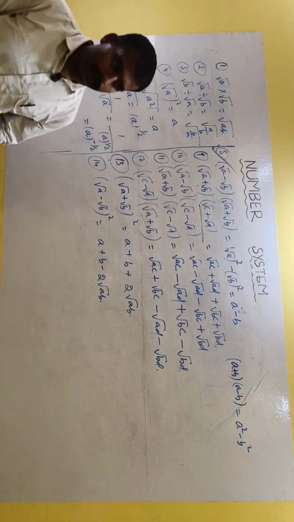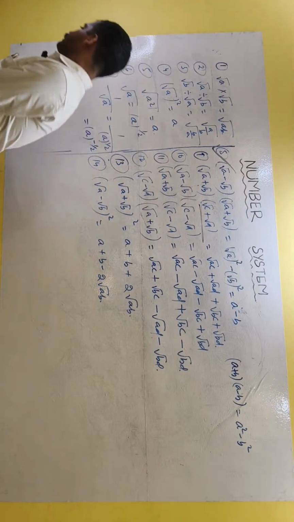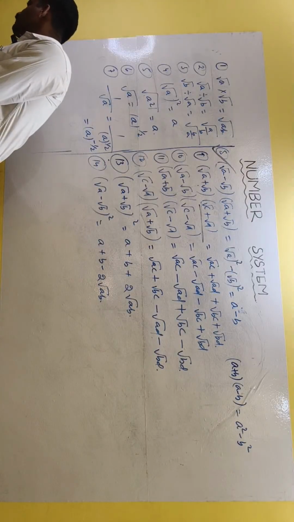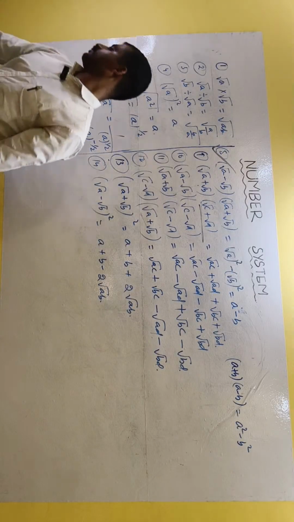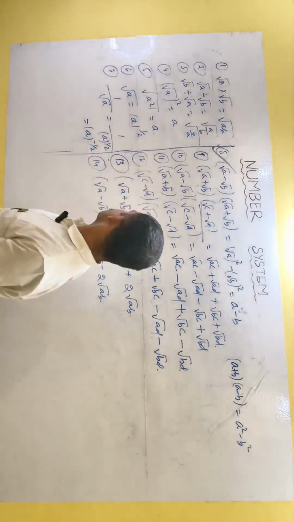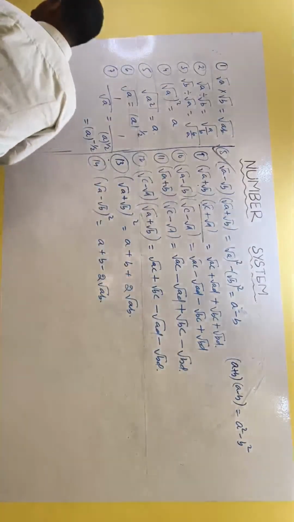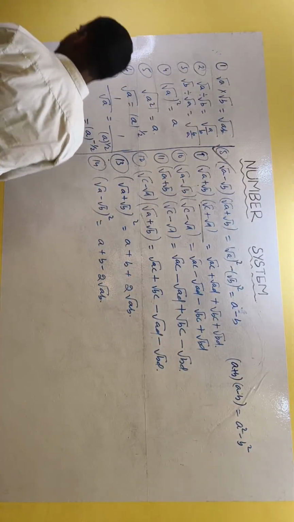Okay. Now come to the very important topic, that is rationalizing. Simplify the following expression. Same concept. Question is root 11 minus root 7 plus root 11 minus root 7.